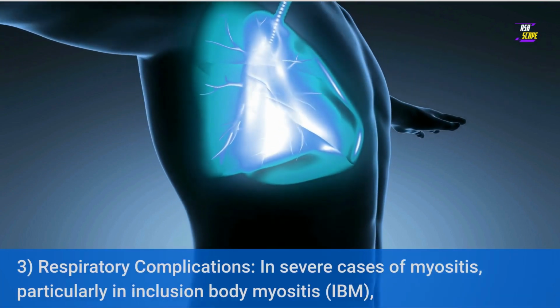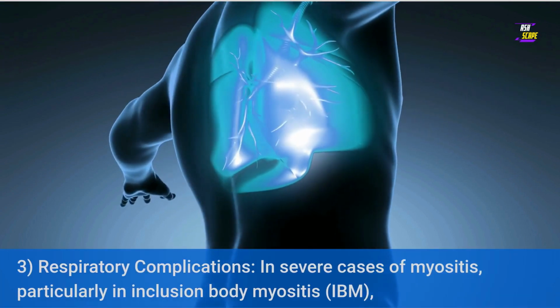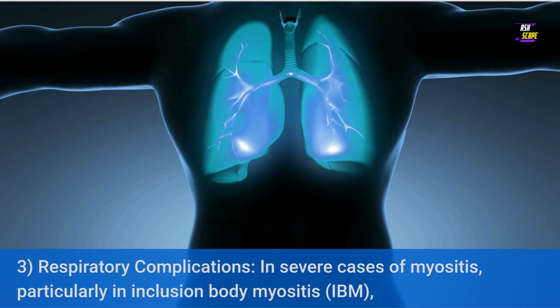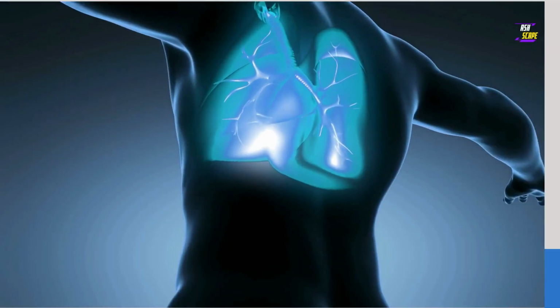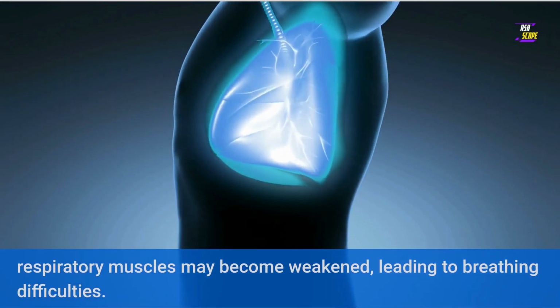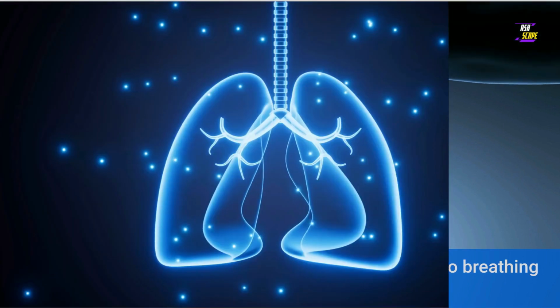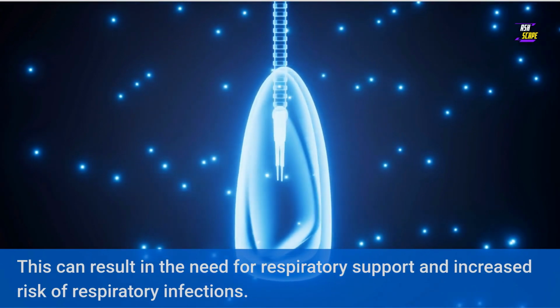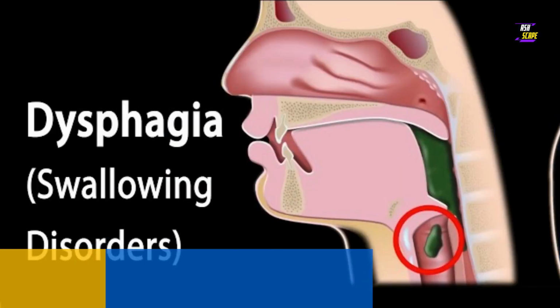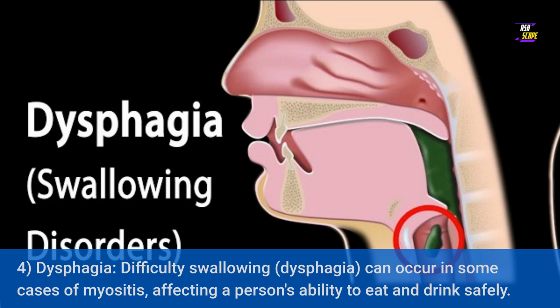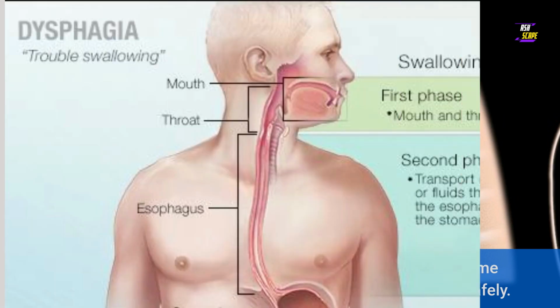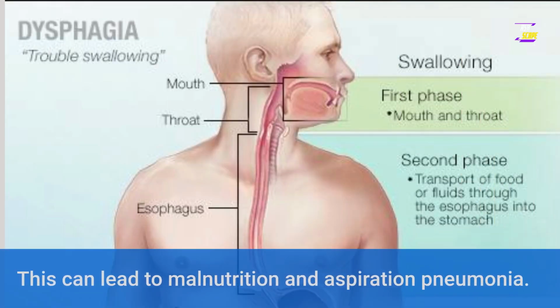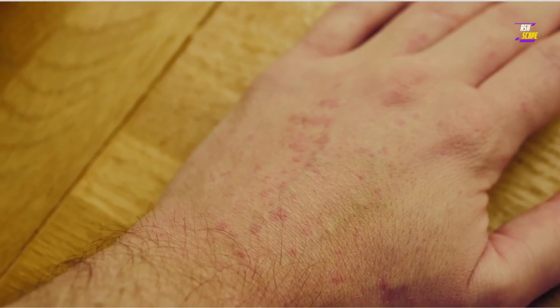3. Respiratory complications. In severe cases of myositis, particularly in inclusion body myositis, IBM, respiratory muscles may become weakened, leading to breathing difficulties. This can result in the need for respiratory support and increased risk of respiratory infections. 4. Dysphagia. Difficulty swallowing. Dysphagia can occur in some cases of myositis, affecting a person's ability to eat and drink safely. This can lead to malnutrition and aspiration pneumonia.